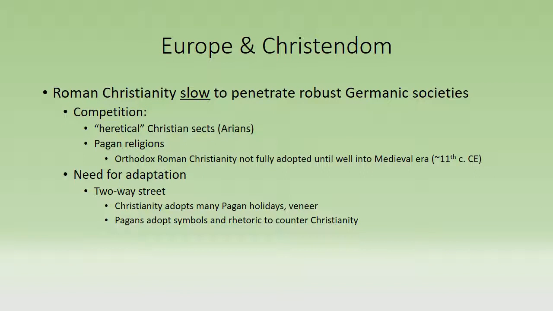Roman Christianity, Latin Christianity, the Orthodox Nicene Christianity is very slow to penetrate the robust Germanic societies. The Germanic societies have a lot of competition. There are heretical Christian sects such as the Arians, as well as pagan religions. There's also this need for adaptation to make the foreign religion seem a little bit more attractive, a little bit more familiar. A lot of the trappings of the early Christian belief system and a lot of the symbols are based upon a Mediterranean culture, one that doesn't resonate when you get into Germania and into Western Europe and into very far Northern Europe.